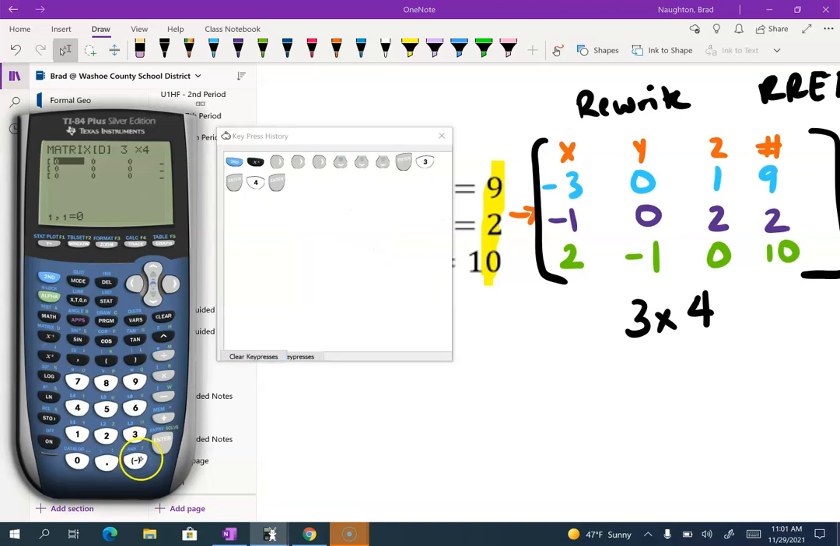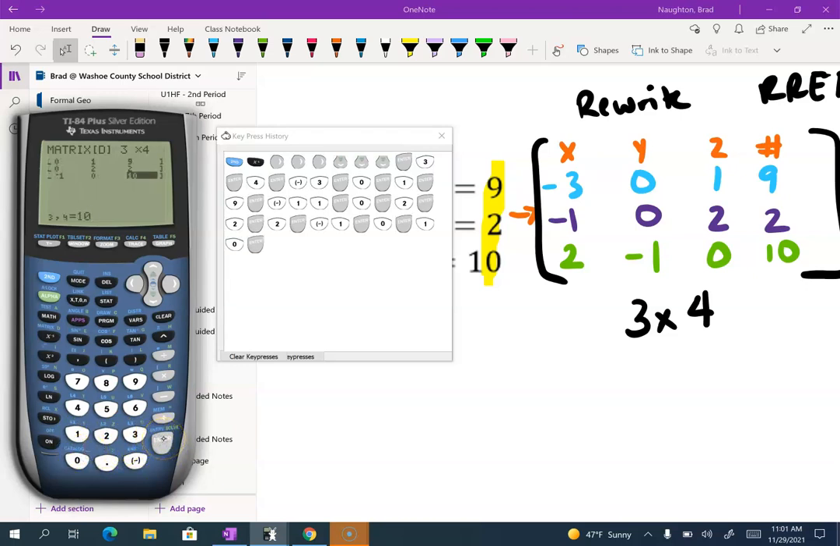All right, so -3, 0, 1, 9, then -1, 0, 2, 2, 2, -1, 0, 10. All right, thankfully I put everything in there. It might be beneficial for you to look through and just make sure you put everything in right. You can use these arrows to go up and down to see that. But then we'll go second quit out there.